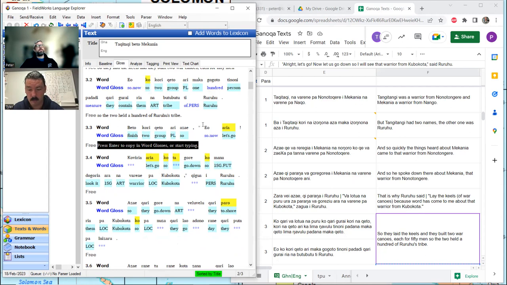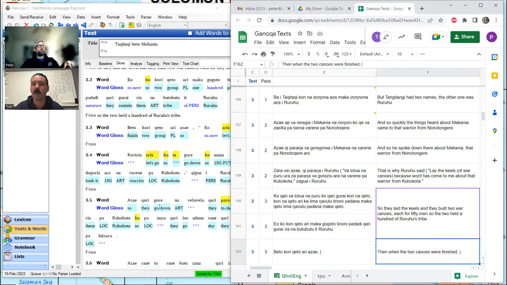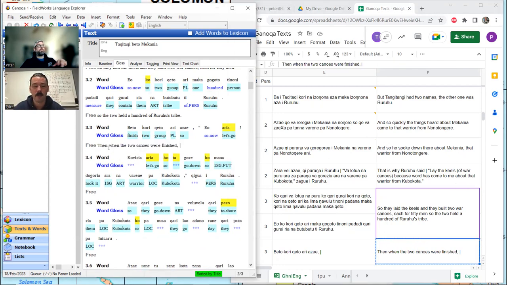In the translation, this is part of the next sentence. So, I guess let's just move that. I'm going to fix that in the spreadsheet too, just so that it lines up as nicely as we can.